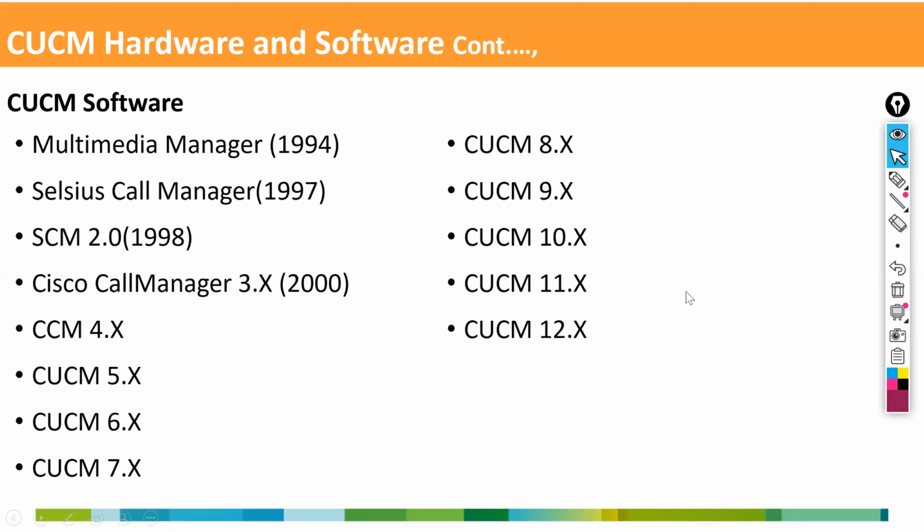Okay. 10 has expired. I think in June 2022, CUCM 10.x reached end of life, end of support, no support. End of life means there is no support. Suppose you are still running that one, if any issue comes, Cisco is not going to support it.